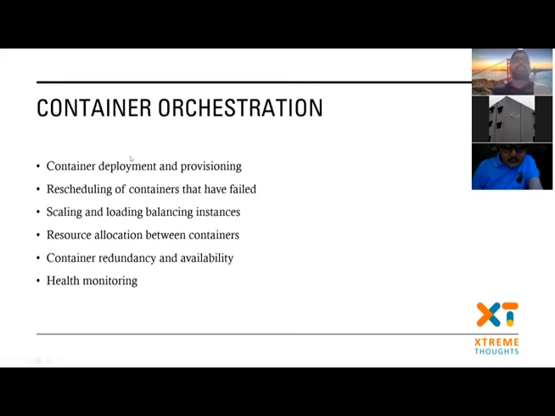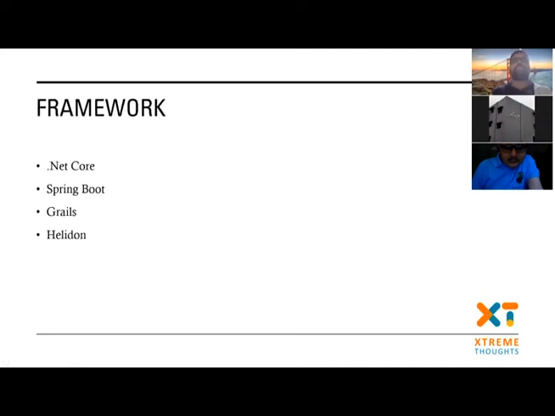That's container deployment and provisioning, rescheduling of containers that have failed, scaling and load balancing instances, resource allocation between containers, container redundancy and availability, and health monitoring. So that's the functionality of container orchestration.